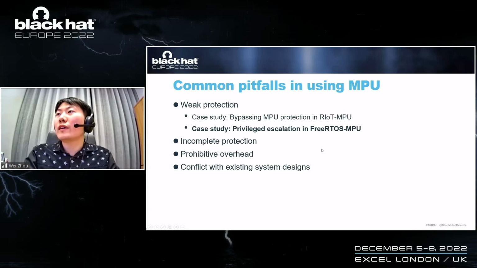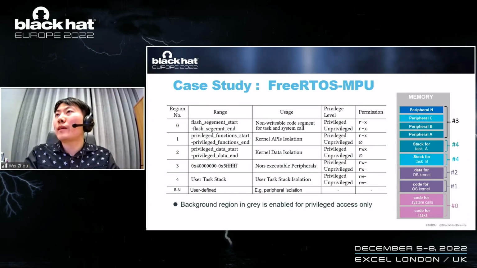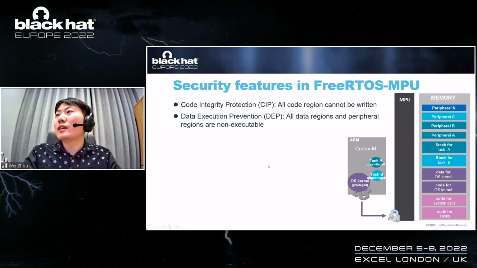Okay, now we go further to see a more complete use of the MPU in FreeRTOS. The FreeRTOS MPU uses 5 ranges by default, as shown in the table, to achieve not only DEP, but also the kernel and task isolation. And for CIP and DP, the adoption is very simple. It just uses memory ranges marked as not readable and not accessible to achieve that.